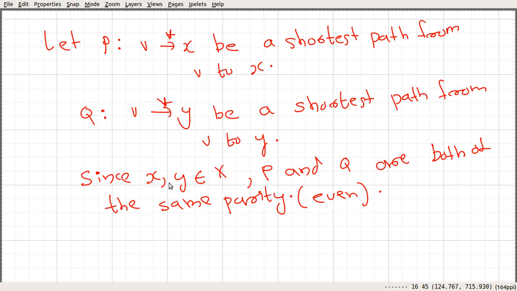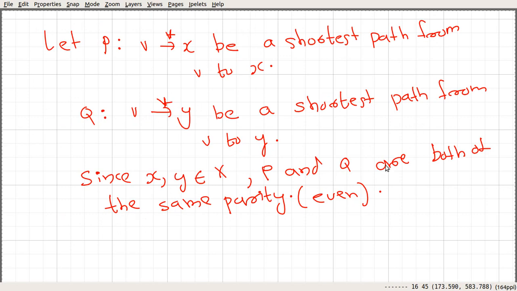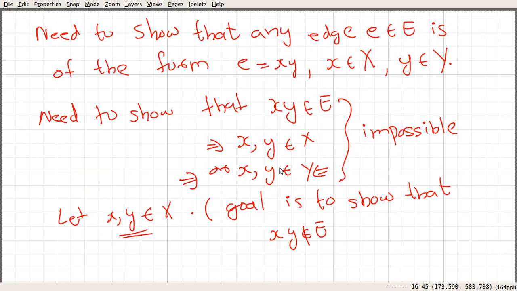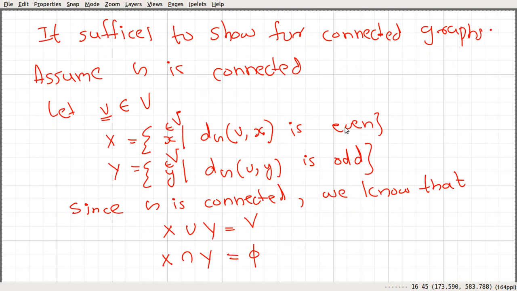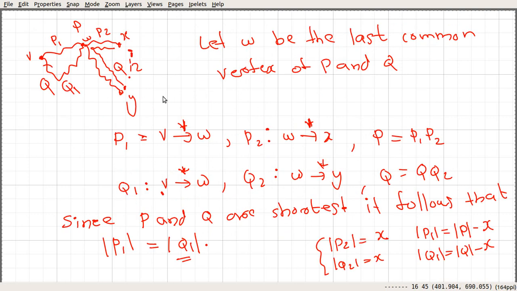Since both x and y belong to X, that's how we chose this x and y. Okay, we let x and y be elements of X. P and q are of the same parity, so in this case they are going to be even, because we assumed x and y belong to X, and we have this definition, right? And because of that they have even length. Next, we consider the last common vertex of p and q.